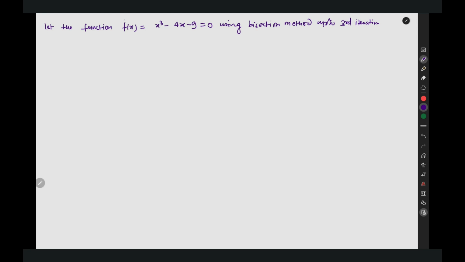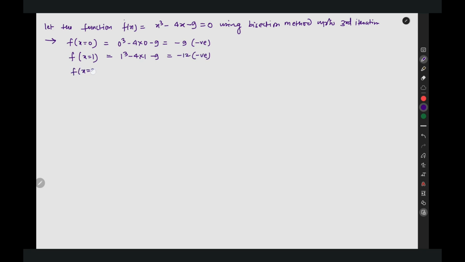In case of bisection method, you will notice that the interval is not given here. So there are two possibilities. Either the interval is given in the question or we have to determine this by hit and trial. So we will start with 0. f(0) is 0 cube minus 4 into 0 minus 9, so it will be minus 9, which is a negative value. Now we will try with x equals to 1. It will be 1 cube minus 4 into 1 minus 9. This will be minus 12. So this is again negative.